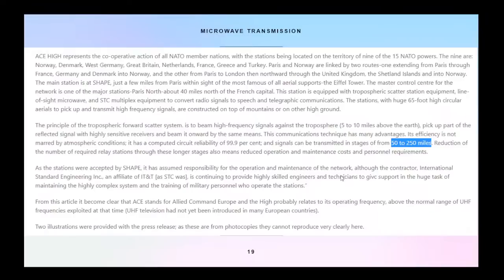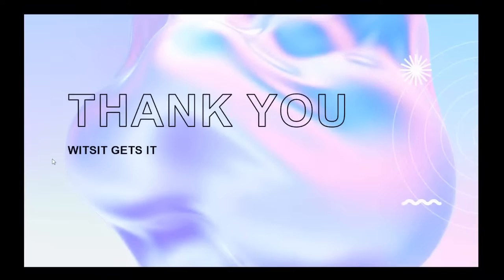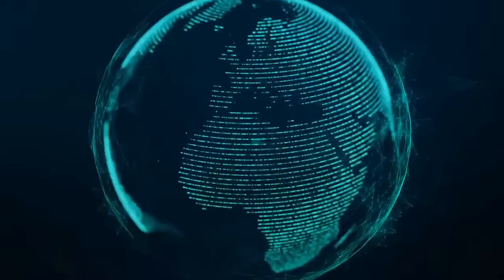So this debunks the globe. There's actually no way around it. You can deny it, I have no doubt that people will, but we're schooling the globers here. This is the reality. So, consistent horizontal line of sight microwave transmissions over great distances falsify the globe model. Thanks. I'm glad we got that covered.